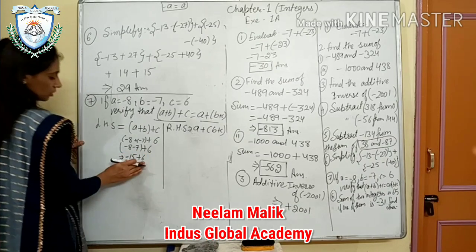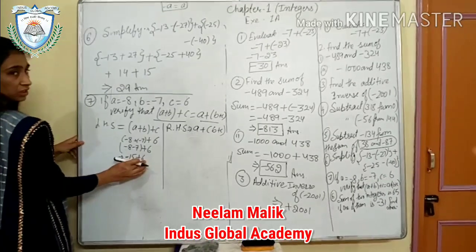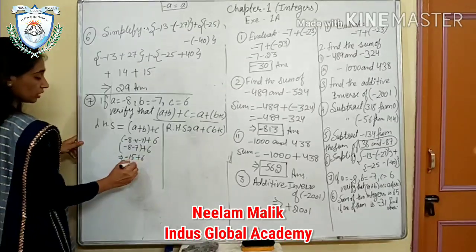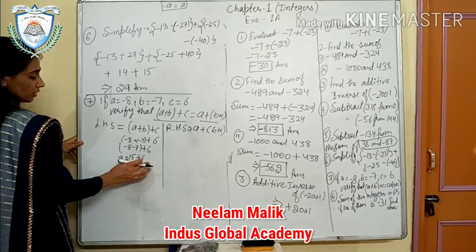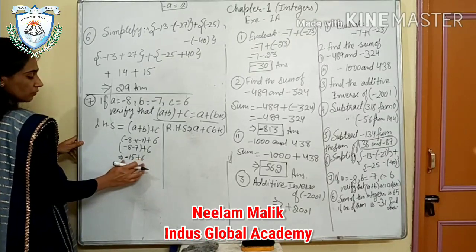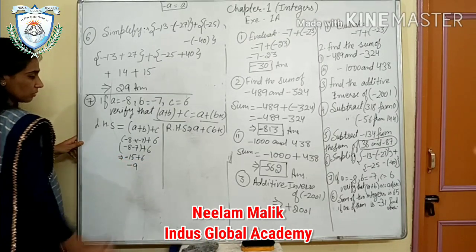Now one is positive, one is negative. So what do we have to write? We have to write their difference, that is 9. And what other thing do we have to write? The sign. The sign of the greater number, minus sign.